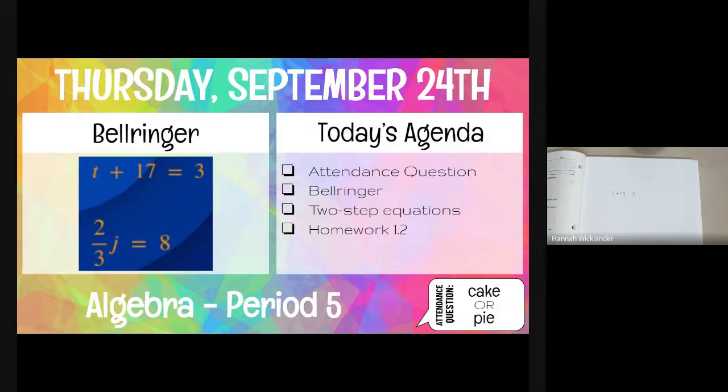So today we're going to be solving two-step equations. So doing the same thing we did on Tuesday, just adding an extra step. So for the bell ringer, does anyone have an answer to t plus 17 equals 3? Go ahead and type it in the chat if you do have an answer. I'm seeing negative 14. Awesome. I'm going to go ahead and solve this for those that aren't quite sure how to get that answer.